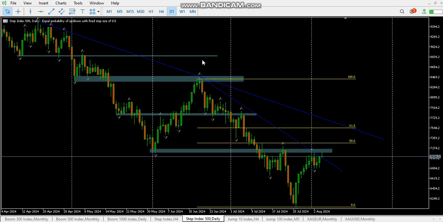And how do you identify them? They are being identified on a higher time frame. When I mean higher time frame, I'm talking about the daily time frame, the weekly time frame, and also the monthly time frame. These are higher time frames that you want to look out for.